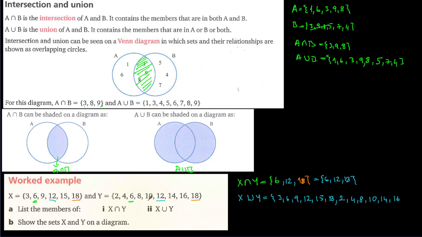The common elements 6, 12, and 18, I didn't write again. I have written the rest, and here, this is the X union Y. But is it in order? No. Is it important? Also no. So we have finished the second part of the question. And the third part shows the sets X and Y on the diagram.